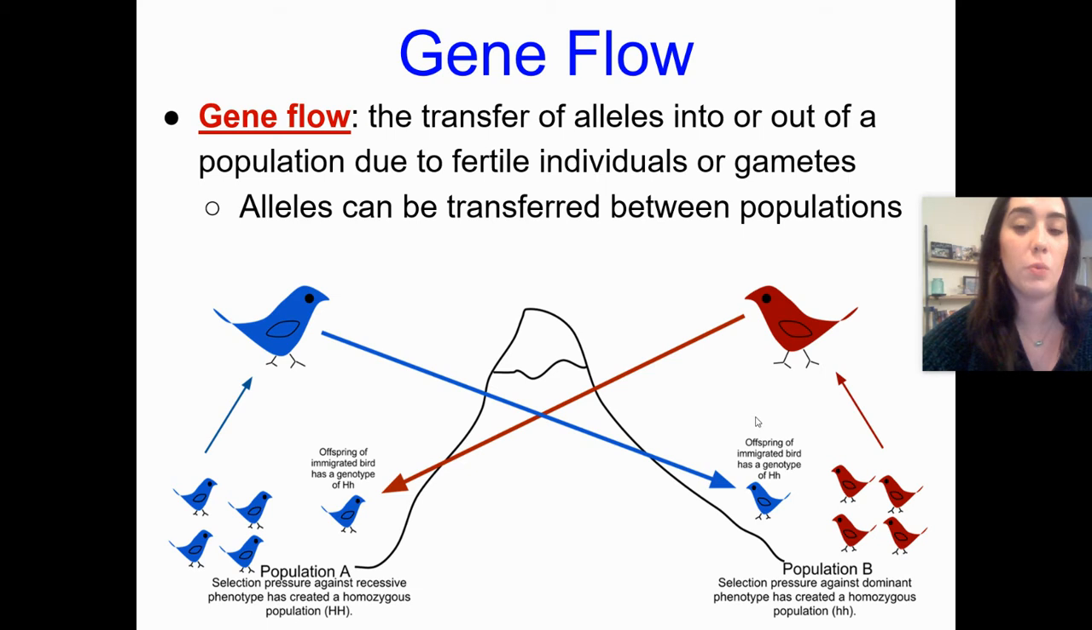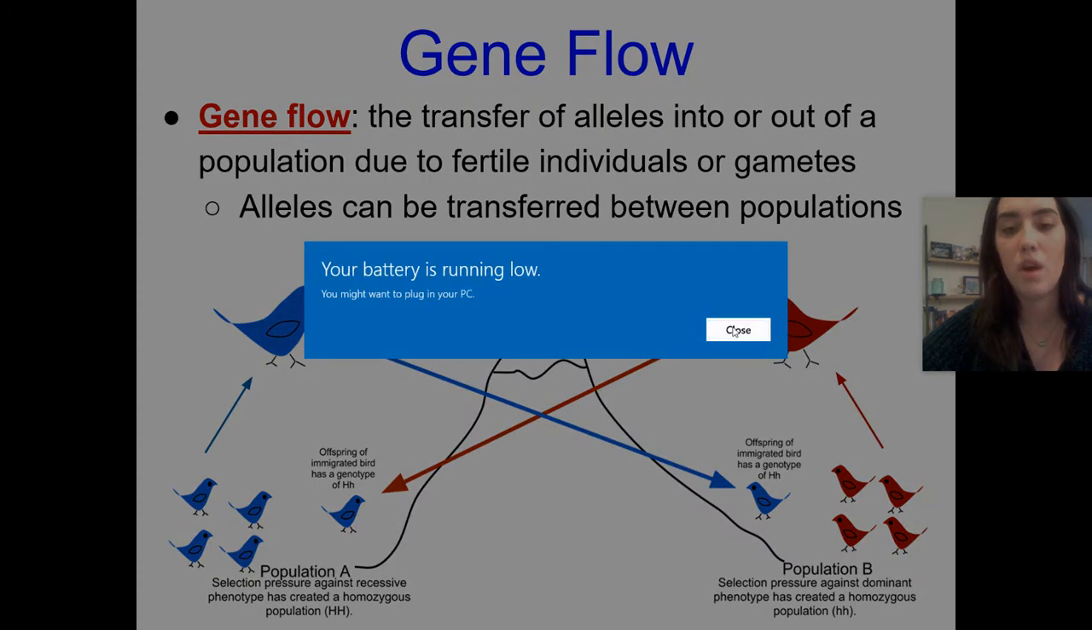over here. So for whatever reason, on this side of the mountain, the recessive gene, so the red gene, is more beneficial, and so they will, through natural selection, select for this recessive gene. And then over here, for whatever reason, on this side of the mountain, the blue phenotype is more beneficial, so they will select for the dominant genotype.